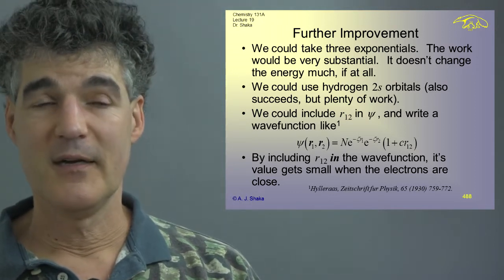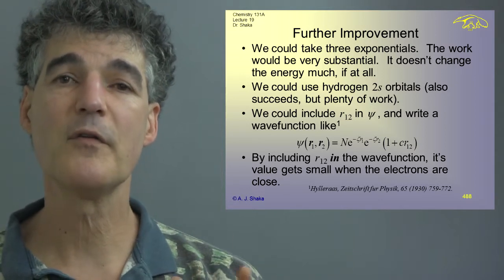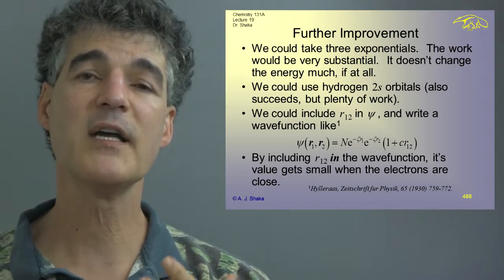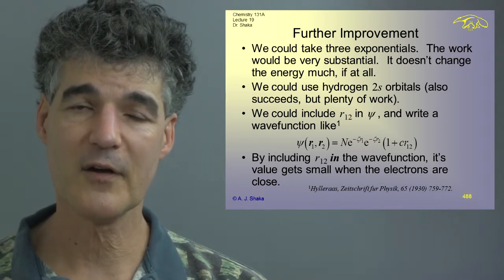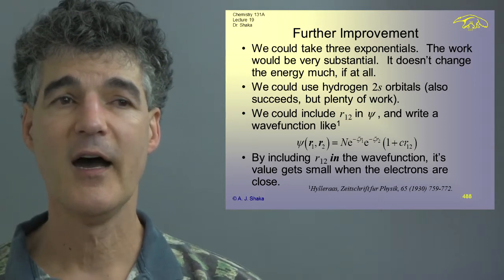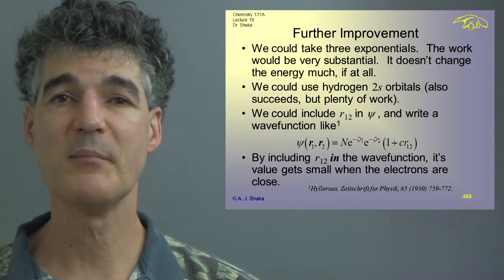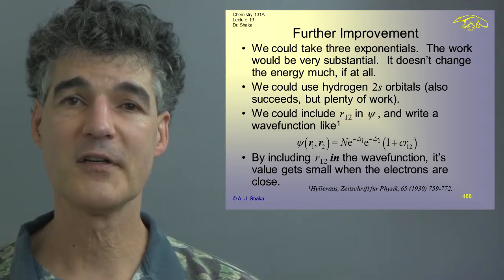That gives us more flexibility, but there's no physical motivation to do that. The two exponentials were chosen because we thought one electron was inside the other one. Now we put in 3, it doesn't change the energy much, if at all.